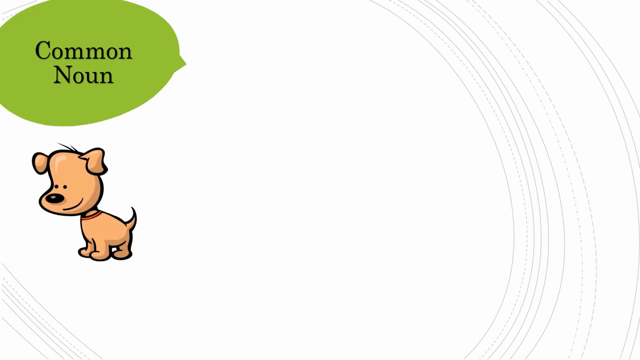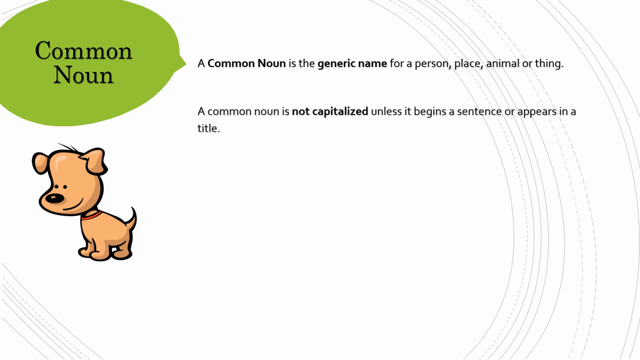Common noun. A common noun is the generic name for a person, place, animal, or thing. A common noun is not capitalized unless it begins a sentence or appears in a title.